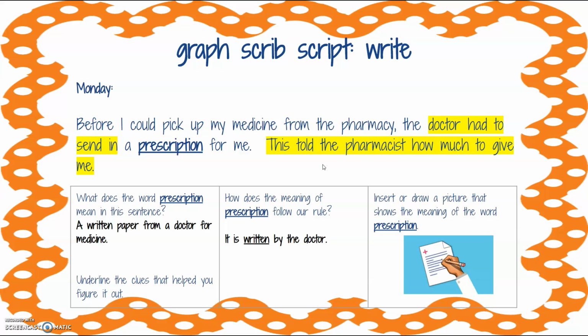So our sentence says, before I could pick up my medicine from the pharmacy, the doctor had to send in a prescription for me. This told the pharmacist how much to give me. So in my first box here, it says, what does the word prescription mean in this sentence? Well, it means a written paper from a doctor for medicine.